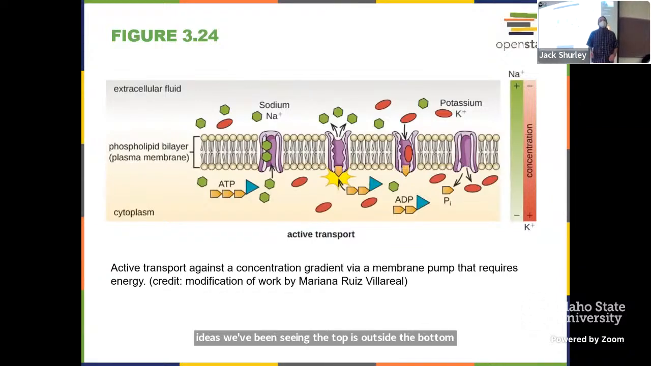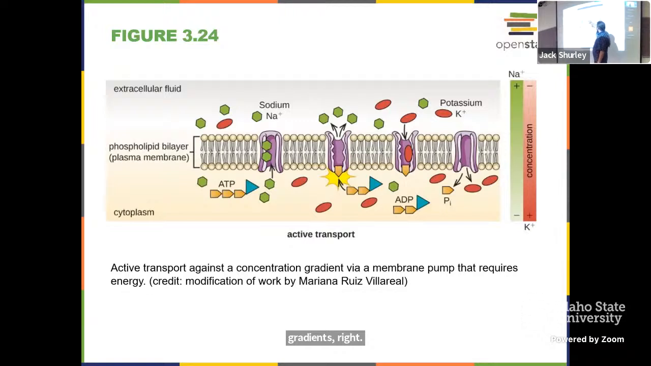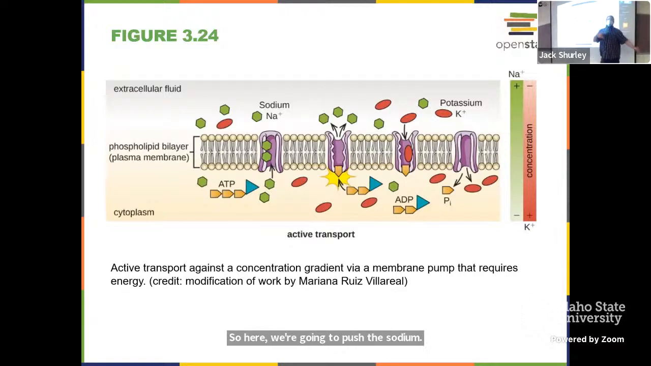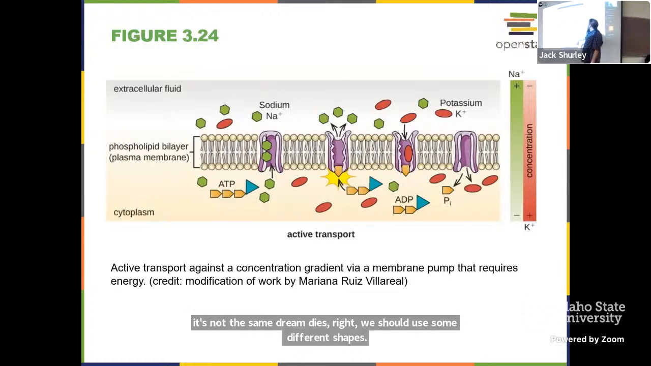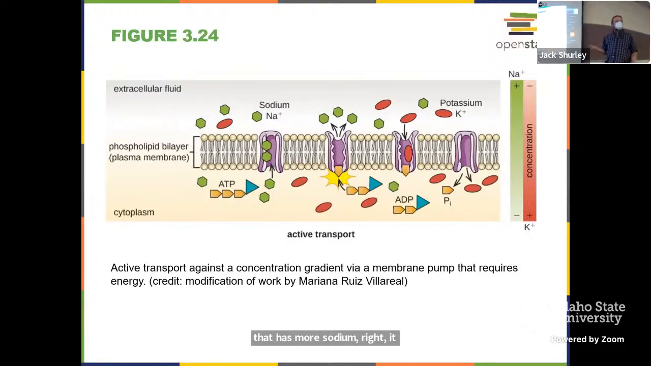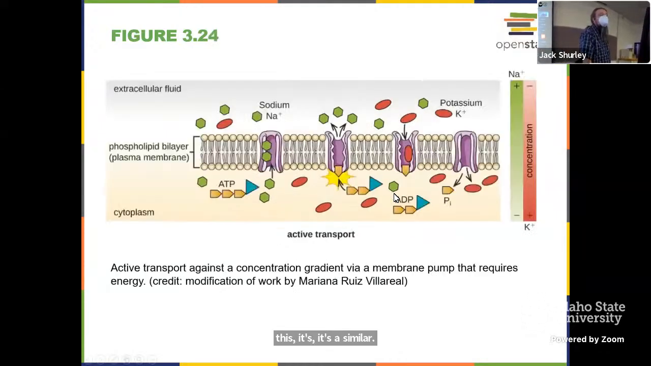These mechanisms require energy because we're pushing things against concentration gradients, all right? So here, we're gonna push the sodiums, our little green guys, which aren't the same as what we were looking at a couple of slides back, but it's not the same green guys, right? We should use some different shapes. These green guys are getting shoved out into the extracellular space that has more sodiums, right? It takes ATP to link up to this. It's a similar channel, but a little different, right?